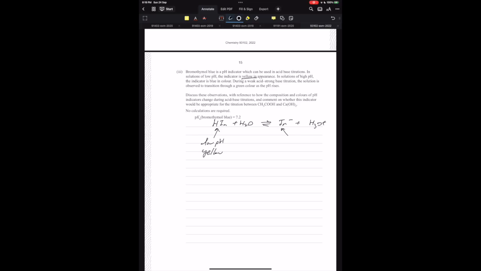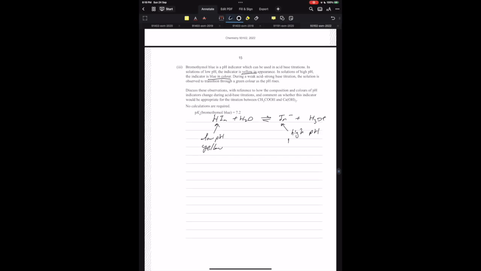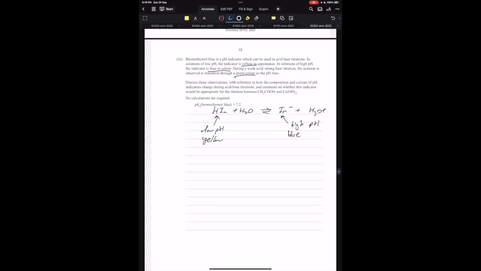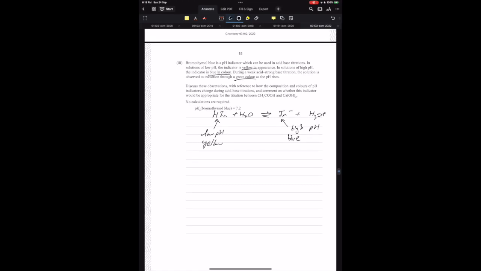And the opposite is then true for IN minus. IN minus is present most predominantly in a solution of high pH, and they tell us that the indicator is blue in color in solutions of high pH. So this is blue. Roughly in between, at a medium pH, where both HIN and IN minus are present in roughly equal amounts, you would expect a mixture of the colors, which is why you expect a green color as the pH rises. So that's how HIN and IN minus, the indicator molecules, give these color changes.